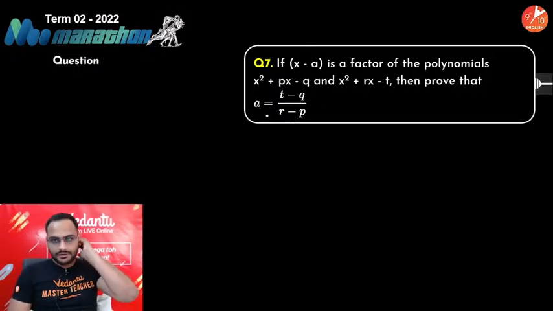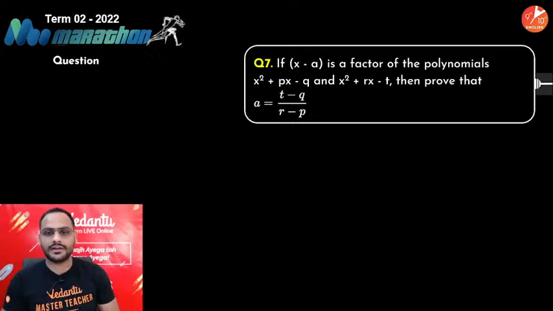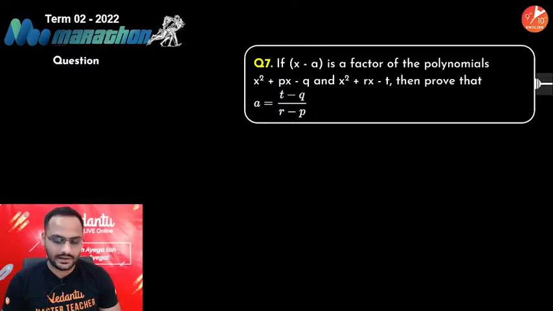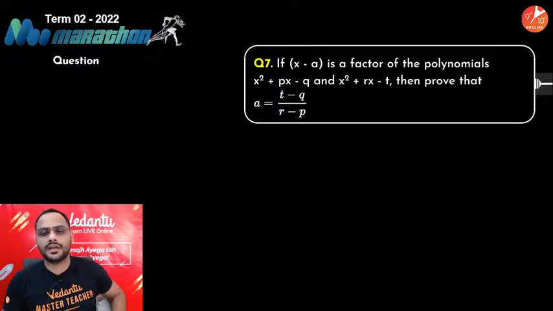Now you might be thinking कि sir, how do I get this? है ना, कैसे करना है ये? How will I get this? So it's a pretty clear logic. देखो, what is the information given? Understand what is the information given. Information is x minus a is a factor of these two polynomials, है ना?